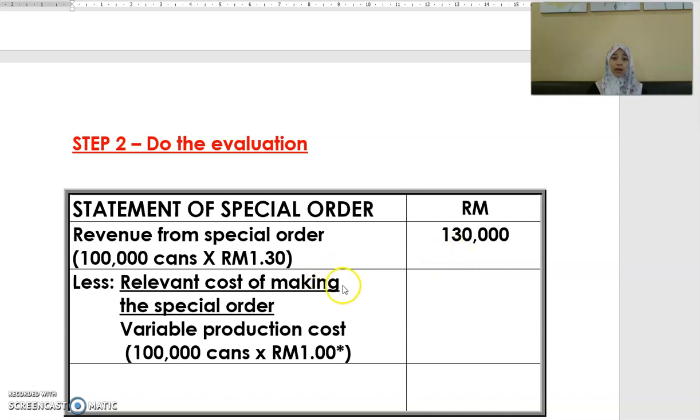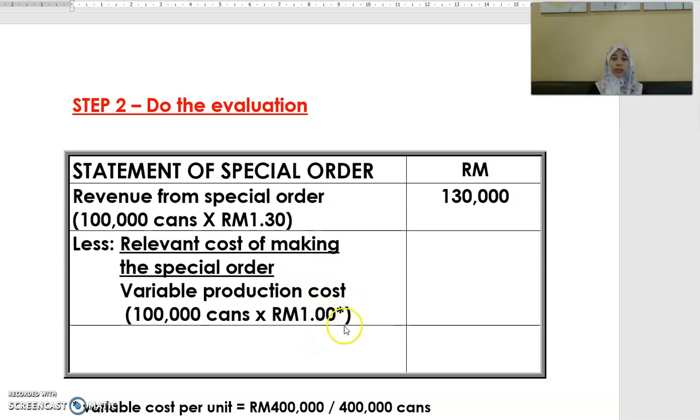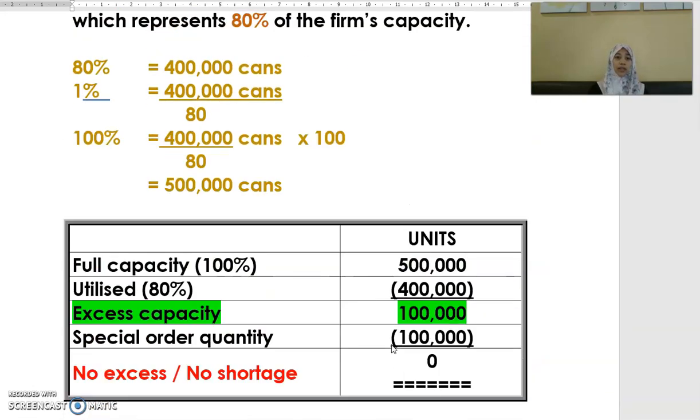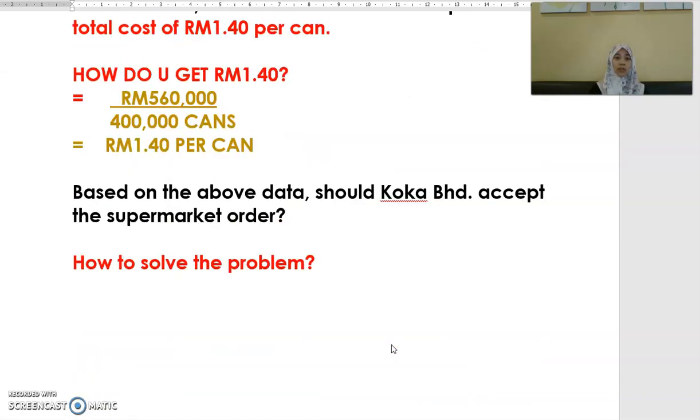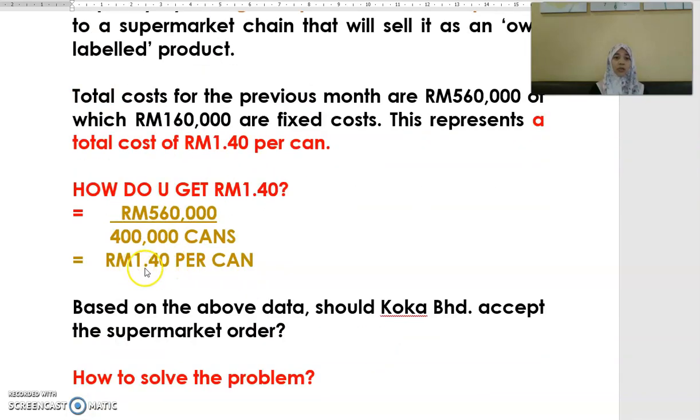Look at the relevant cost. If you make that product, you will incur 1 ringgit per can. How do I calculate this 1 ringgit per can? Remember just now, you calculated the total cost as 1 ringgit and 40. Is that correct? When you want to make a decision, remember, only take into consideration the relevant cost. In this case, we assume that the fixed cost is constant, therefore we assume that the fixed cost is irrelevant for this decision making.